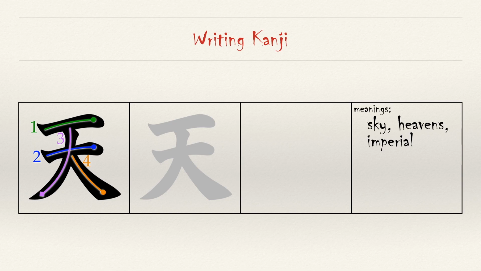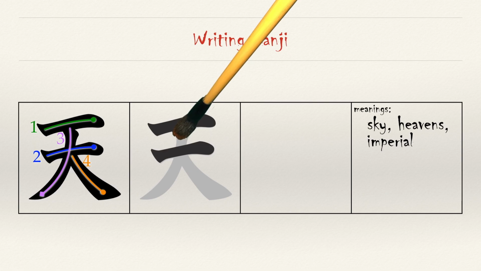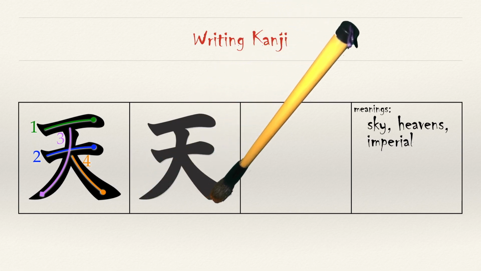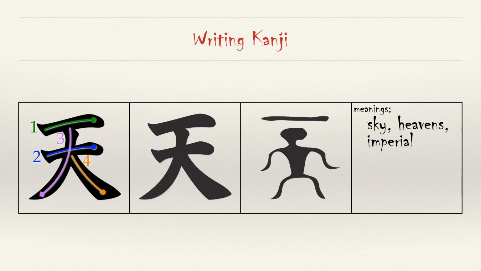Let's walk through this character together now. Strokes 1 and 2 are the horizontal strokes. Notice that stroke 1 is a bit longer. Strokes 3 and 4 form hito, or person. This character began as an image depicting the expanse over a person's head, the sky. Because this character has been simplified, strokes 2 through 4 form the character big.